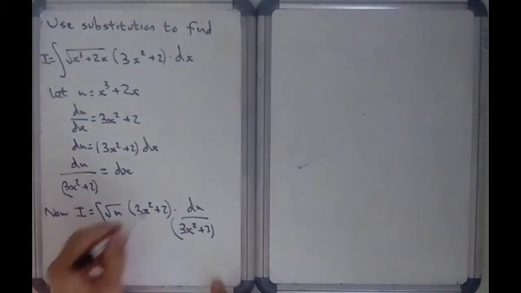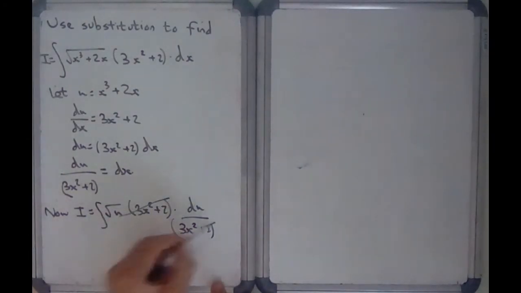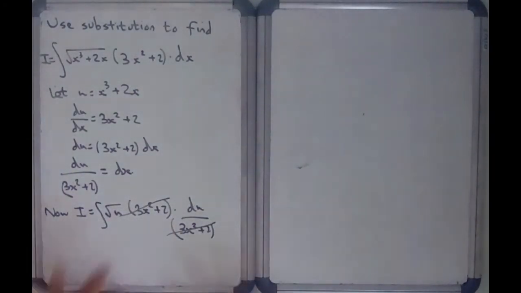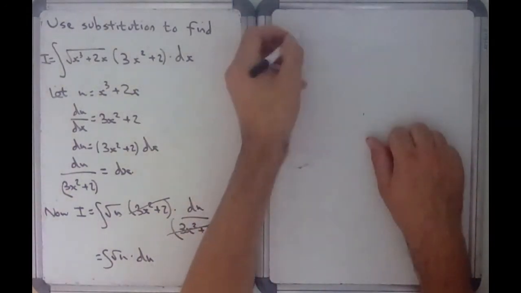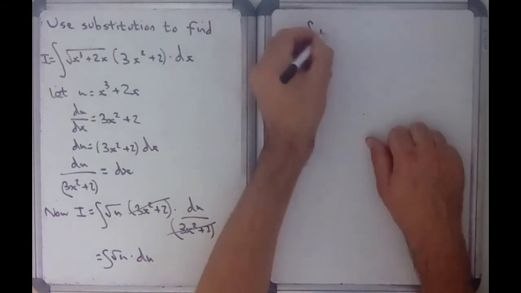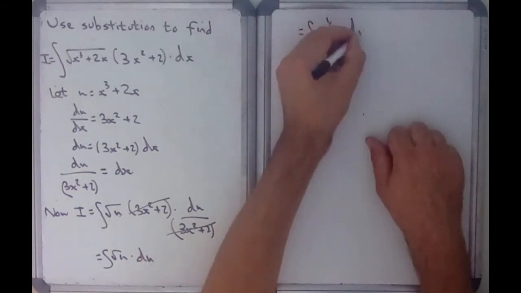And look at that, it's literally as simple as cancelling the 3x squared plus 2's off, and then you're left with the integral of square root u with respect to u, du, which is as easy an integral as you could ever hope for now. So I'm going to put it in index form, so equals the integral of u to the half du with respect to u.